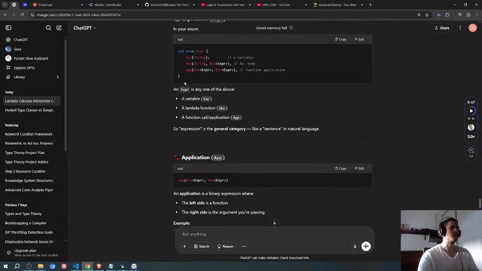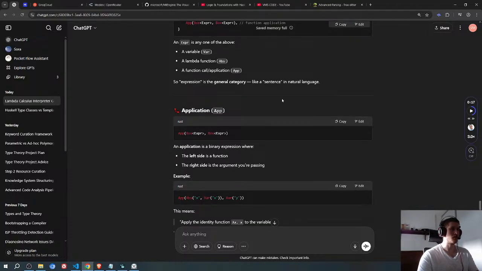I think I understand. The application is just a higher level abstraction. The application is when you have currying. So basically, when you have a function calling another function, when you have a lambda calling another lambda, and then this one is going to be the final function. It's just the expression and the variable. I think I get it now.